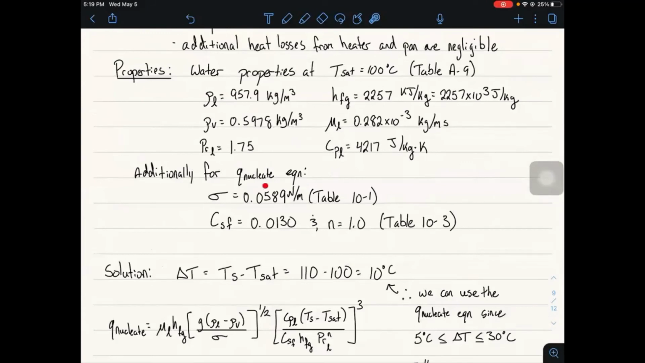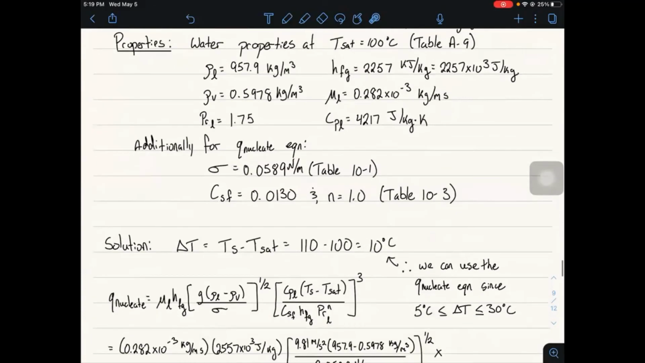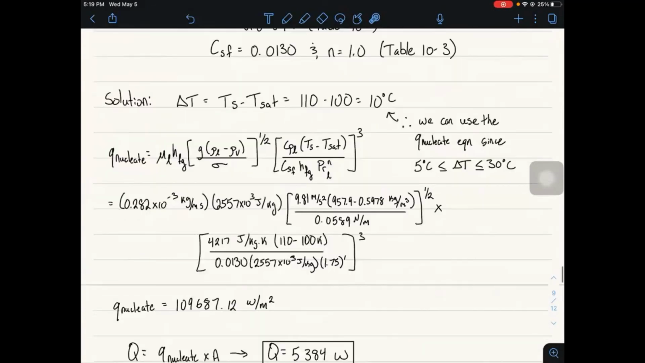And additionally, for Q nucleate, we need to figure out what sigma is. And then we need to figure out what CSF is and NR, both from these tables. And in order to be able to use Q nucleate in this solution, we have to make sure that delta T, which is the change in temperature between the surface and the saturation temperature, is between 5 degrees Celsius and 30 degrees Celsius, which it is.